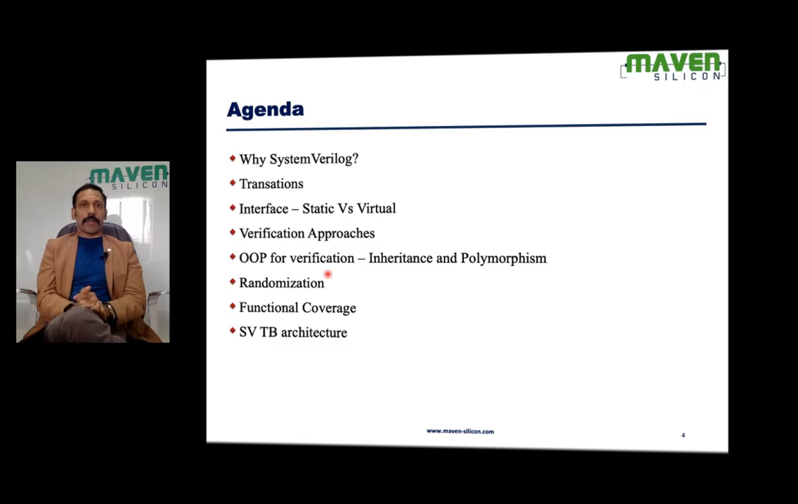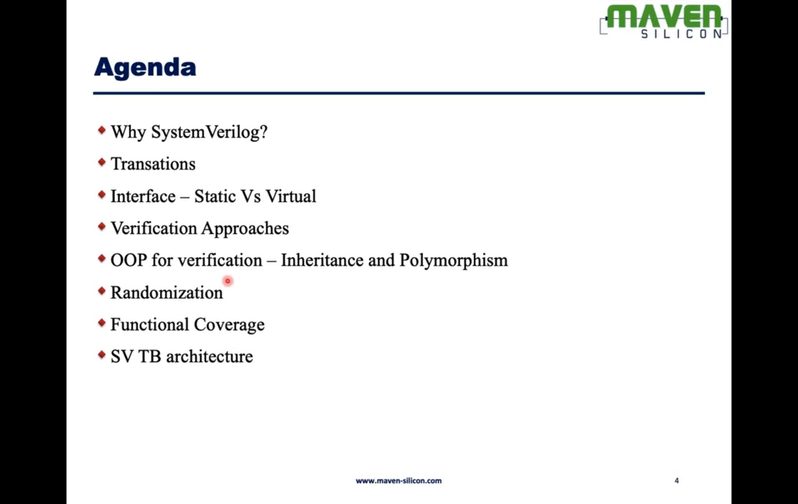And then we will discuss about randomization, how we can generate random stimulus, and what we really mean by constraint random. And then we will also take a look on functional coverage, how it's different from code coverage, and how we can generate functional coverage from the stimulus. And then finally, we will look at how we can make use of all the language features to create the reusable test bench. All right.